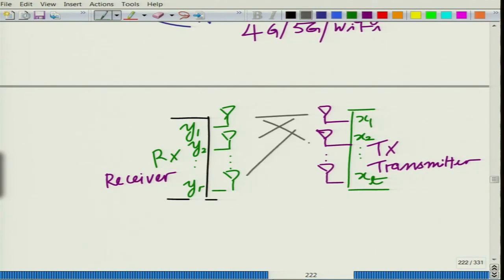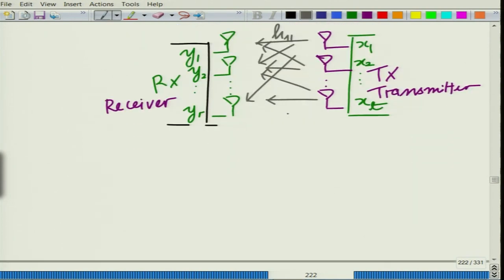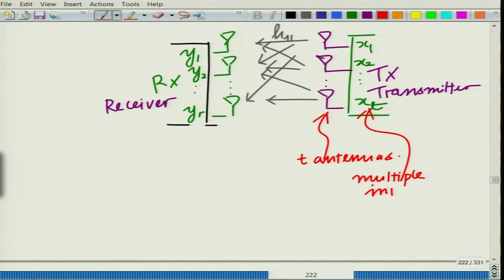And these are the various channels, and then you will have the corresponding channel coefficients. For instance, between transmit antenna 1 and receive antenna 1, you have the channel coefficient H11. So we have a MIMO wireless system. These are the T transmit antennas, the multiple inputs, and these are the R receive antennas.